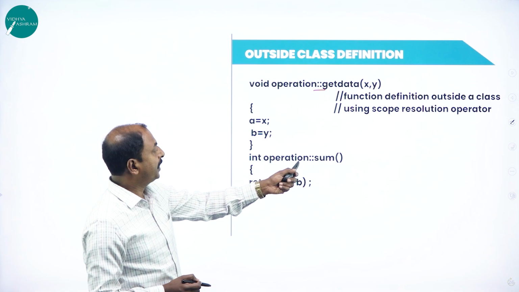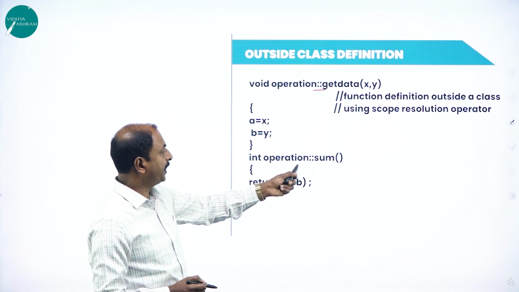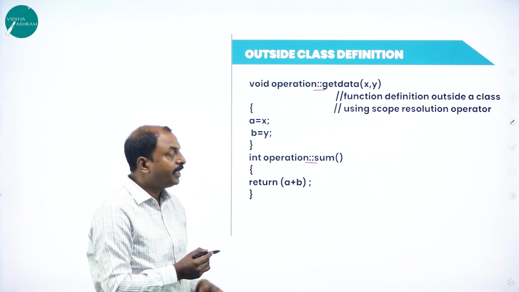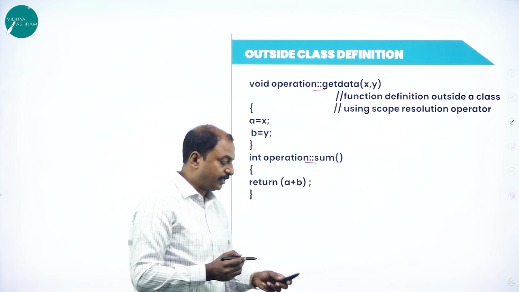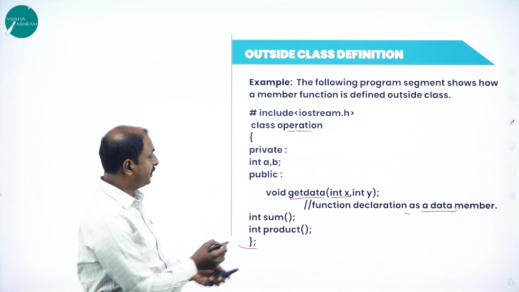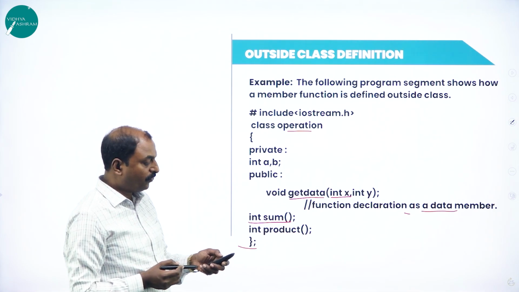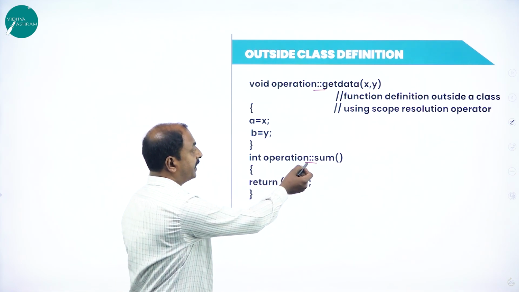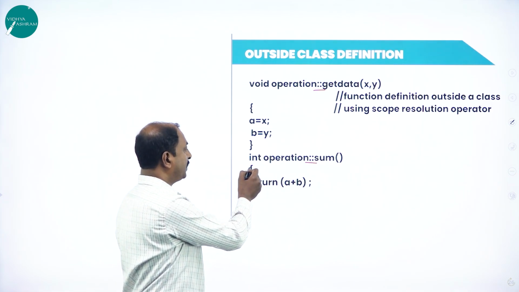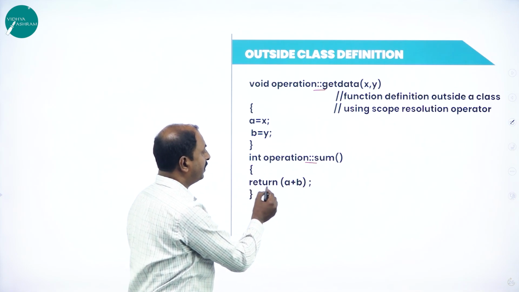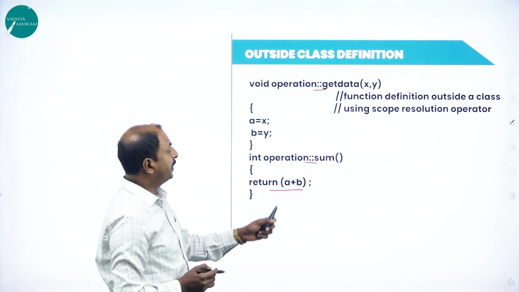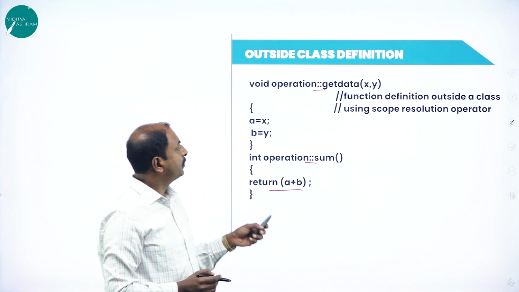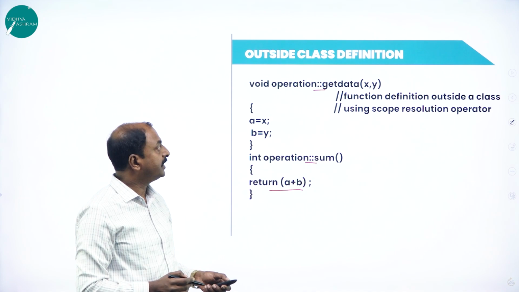Similarly, we have to write one more function that we declared inside the class. This is int, space, operation, the name of the class, with the scope resolution operator, and sum is the function. If you look at the previous slide, this is the function sum. We have to define it outside the class. So here sum, the syntax remains the same; open the bracket, close the bracket. Here we write the statement, which is the addition of two numbers, a plus b. Now this is the second function.